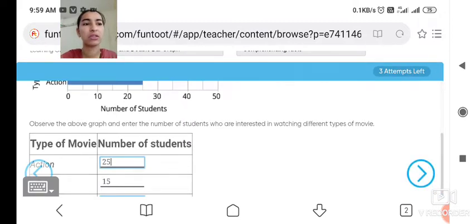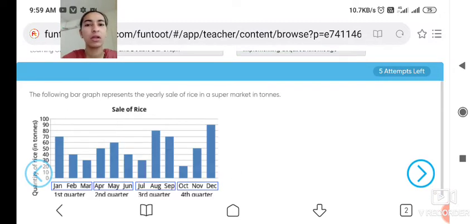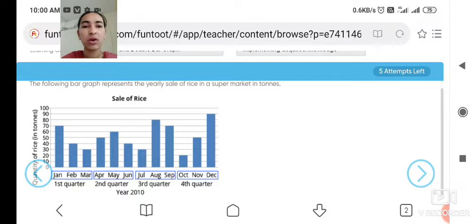Now let's take another example. The following bar graph represents the yearly sale of rice in a supermarket in tons. It is in tons, already given. Now the sale of rice is this. On the horizontal line, the months are given: January, February, March, April, May, June. Now the first quarter, second quarter, third quarter and fourth quarter are given.